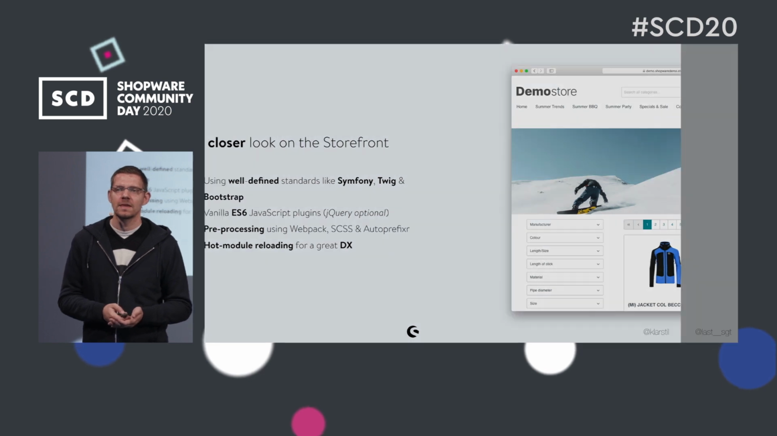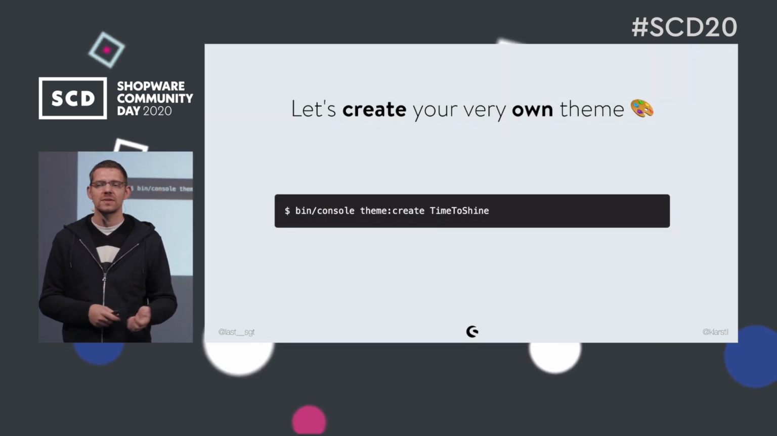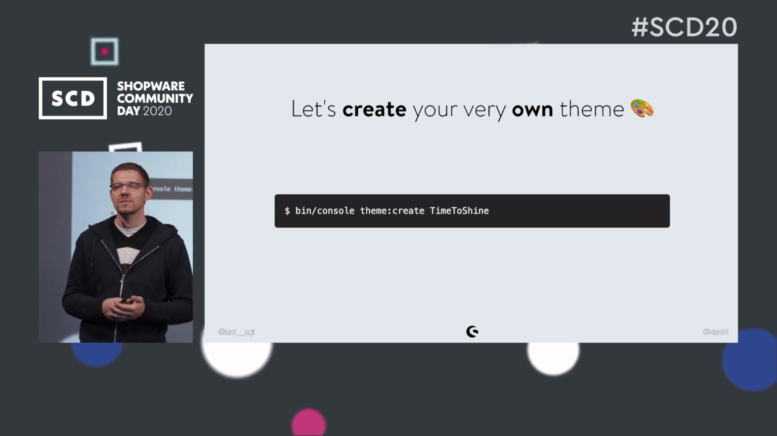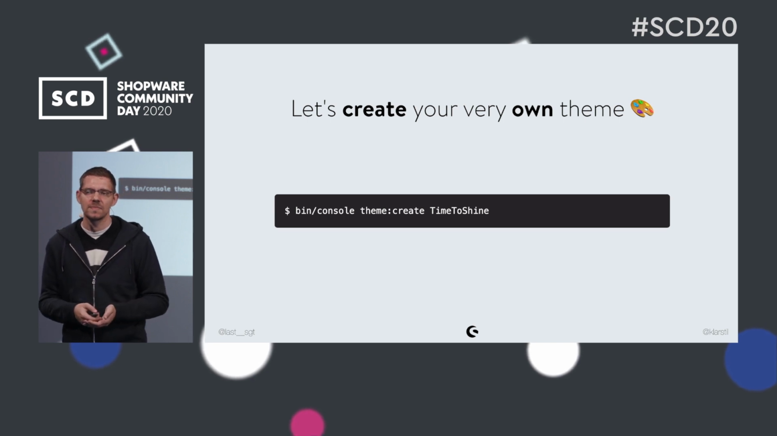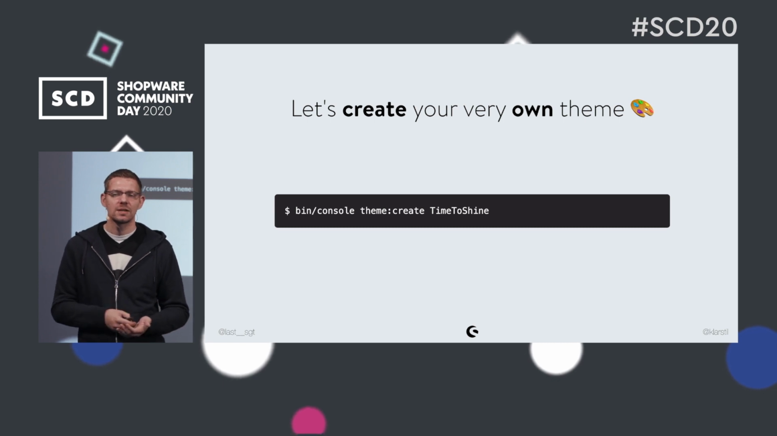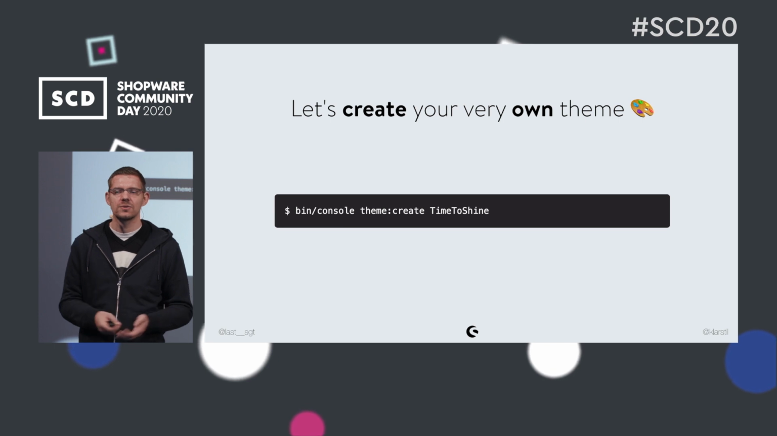And to give you a little head start here, I would like to create a theme. So how do you do that? You're using yet another Symfony console command, which is called theme::create. And the only thing you're providing here is the name of the theme. In our case, it's Time to Shine. This generates a new plugin which contains the new theme as well as the entire folder structure you need to start right away.